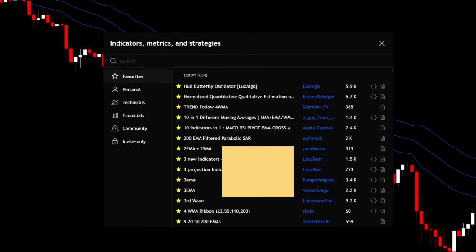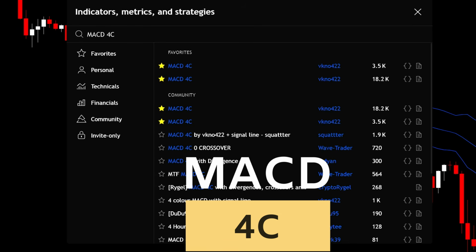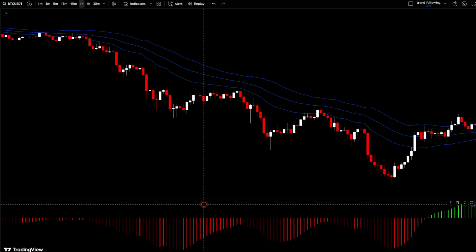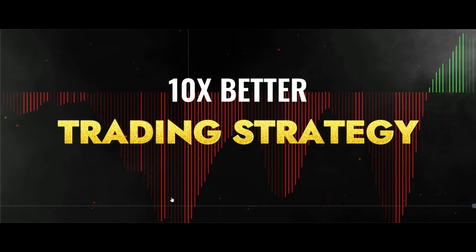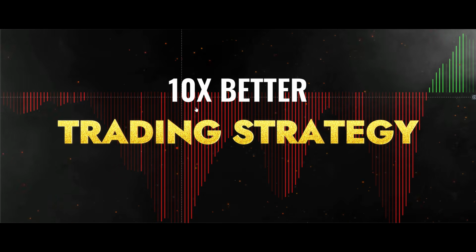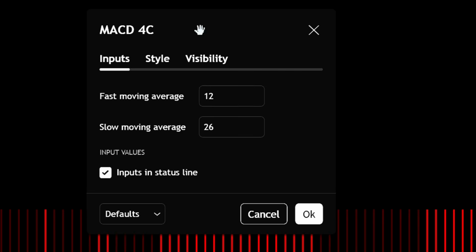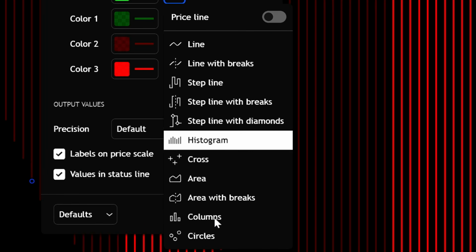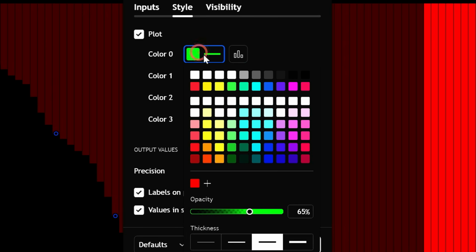Step 2. MACD4C. Next piece of the puzzle, the MACD4C. This is an oscillator and it's paired perfectly with the Keltner channel for my 10x better trading strategy with free indicators on TradingView. Quick setup. Fast moving average 14, slow 200, then histogram as columns. Boom, you've got a clean visual of momentum and market direction all in one.